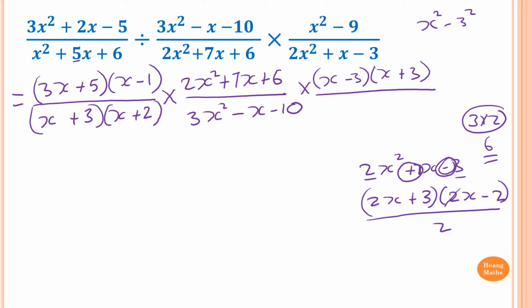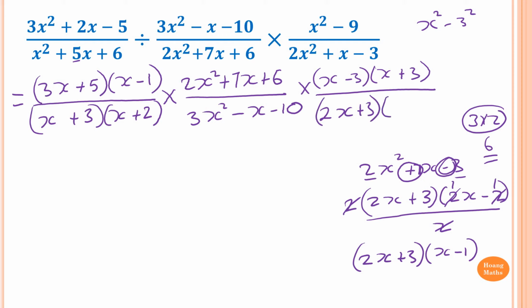So now these two, I take the common factor out, which is 2. So leave it 1 and 1 here. So these two cancel out. So which is equal to 2x plus 3 and then x minus 1. So now I just write it down. So which is 2x plus 3 and then x minus 1.